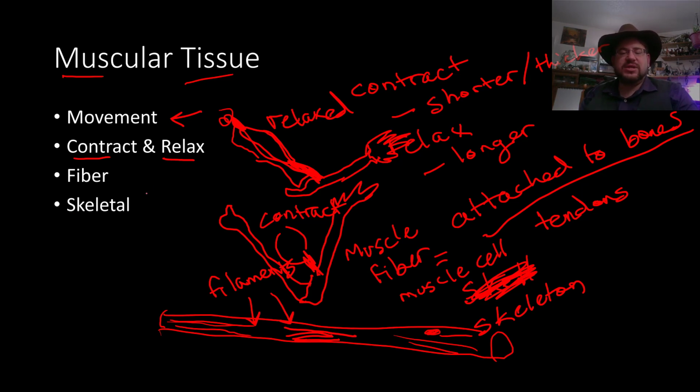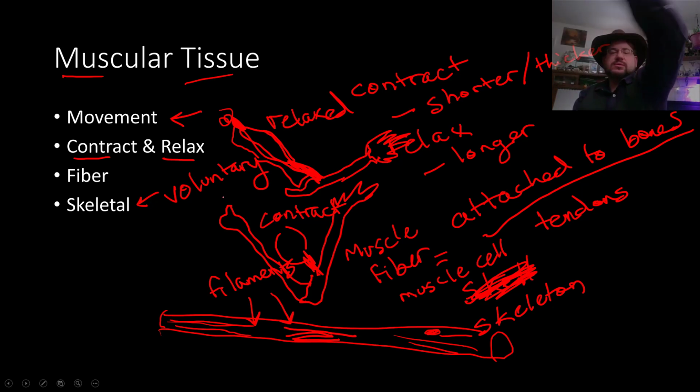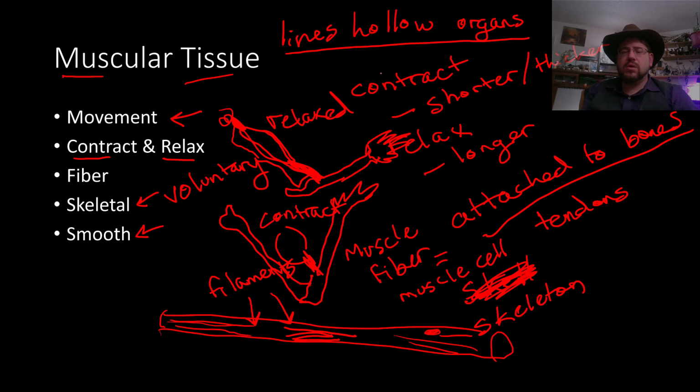There are different types of muscular tissue. We have skeletal muscular tissue, which is responsible for moving your bones. It is voluntary. You choose to move your skeletal muscles. Then you have smooth muscle. Smooth muscle lines hollow organs.